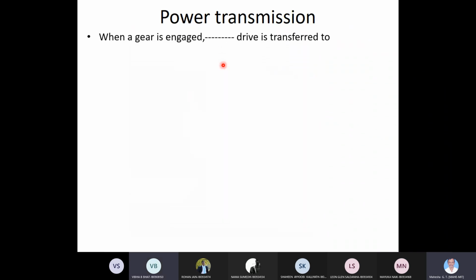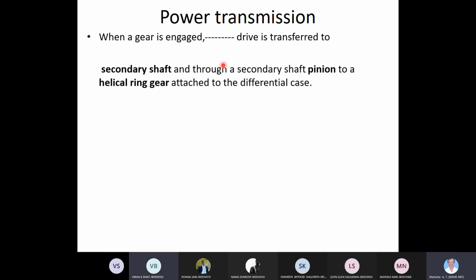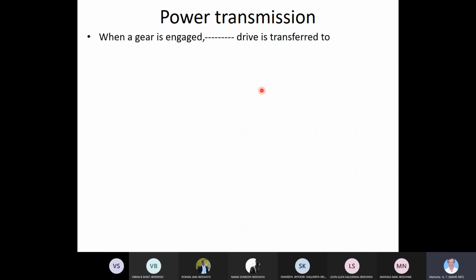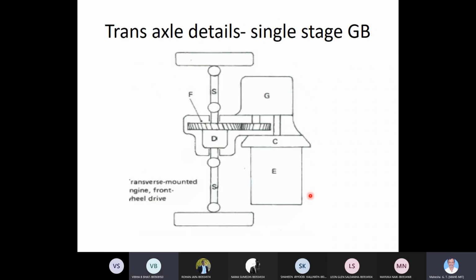So this is the explanation pertaining to the previous layout when a gear is engaged. Some of the things I will just show, and you can ask any doubts as I am streaming all these things. It is self-explanatory. Secondary shaft, and through the secondary shaft a pinion to a helical ring gear attached to the differential case. This is what I showed you. I showed that this is the secondary shaft while this is the primary shaft.